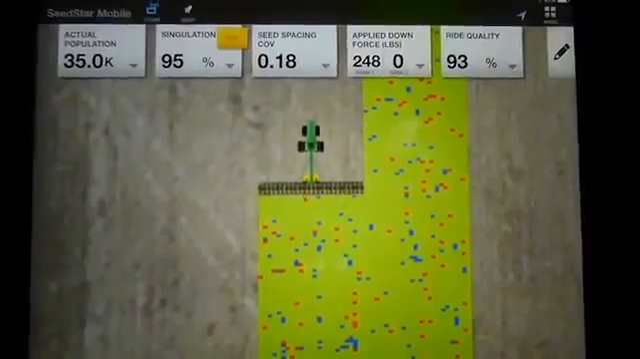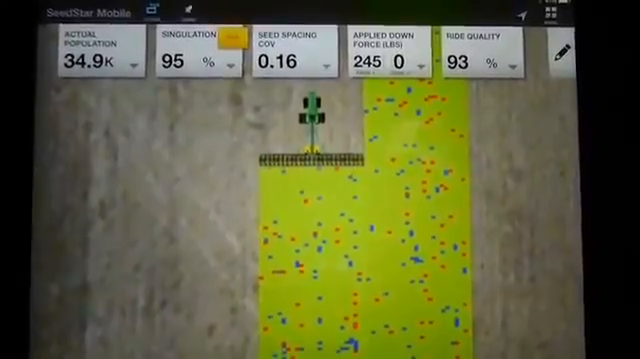SeedStar Mobile, I was impressed with it. I was really impressed with it, particularly the singulation part of it. It just made planting easy.